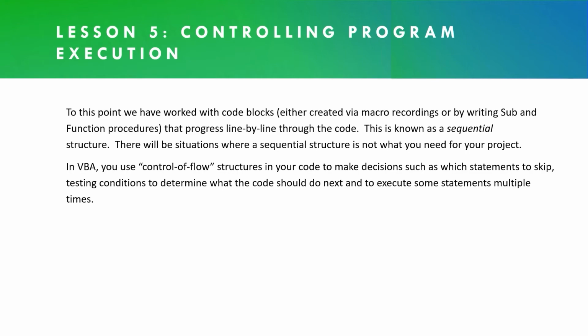In VBA, you use control of flow structures in your code to make decisions such as which statements to skip, testing conditions to determine what the code should do next, and to execute some statements multiple times. You've seen a small example of that when we did our MsgBox function, where we modified that event procedure with an if-then construct. So if they did the yes button in the message box, it would run the code. If they did the no button, it would do nothing. So you've had a small example of that already.